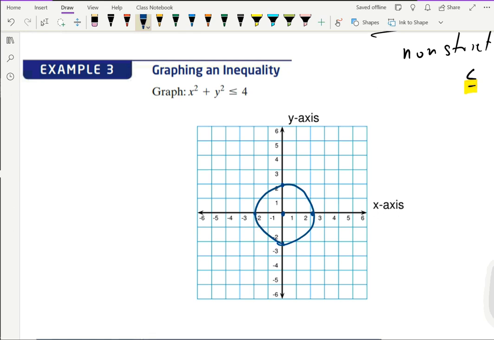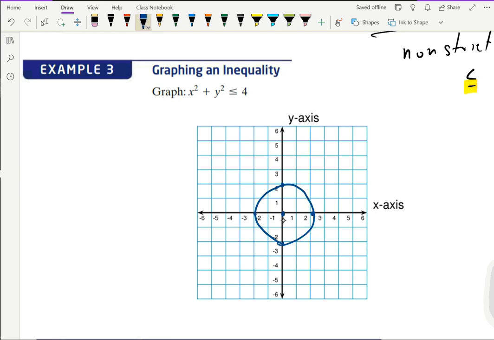Now, how do we know where we shade? Remember, the idea of solving an equation or solving an inequality is: what are the values for the variables that make the statement true? When we solve, that's what we're interested in. When we're graphing or solving inequalities, often we go ahead and just do the graph because it's a little more descriptive. So when we do our graph here, we basically split the coordinate plane into two pieces. We have outside the circle and we have inside the circle.